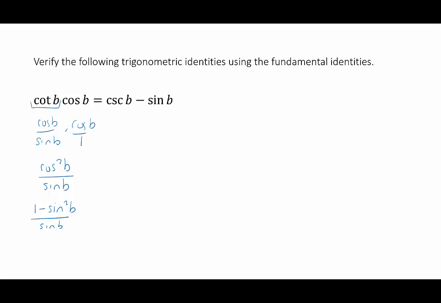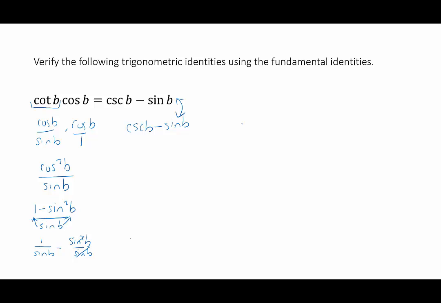Then what we can do is distribute the sine of b that's in the denominator to the two terms in the numerator. So that would give me 1 over sine of b minus sine squared b over sine of b. And then the first term, 1 over sine of b, that is cosecant of b. Here we have two factors of sine of b in the numerator and one in the denominator, so one of those will cancel, leaving me with a sine of b in the second term, and voila, we got them to match.